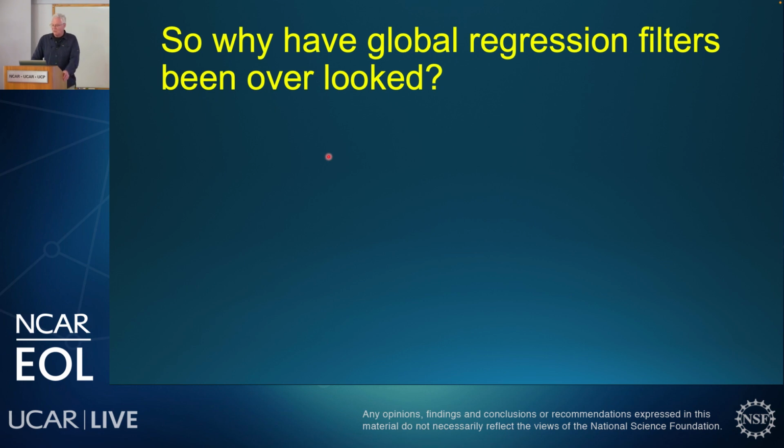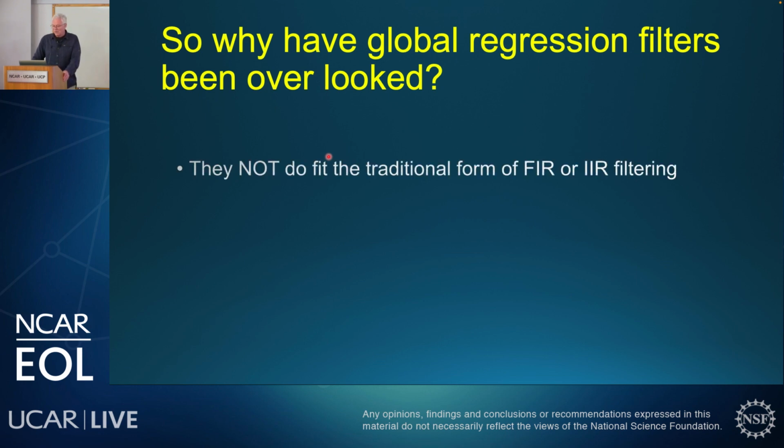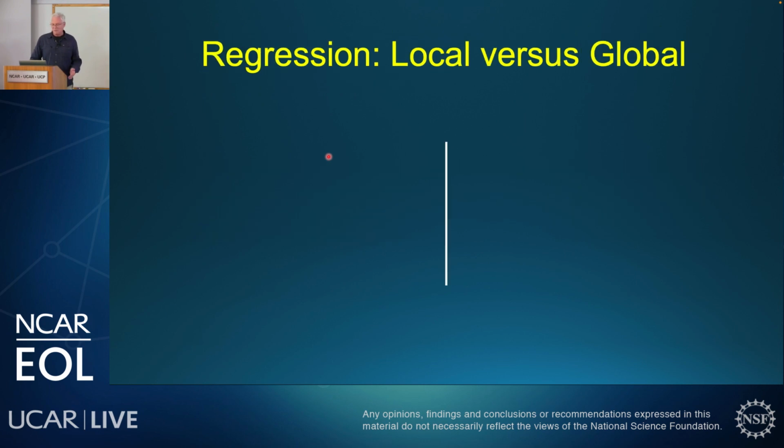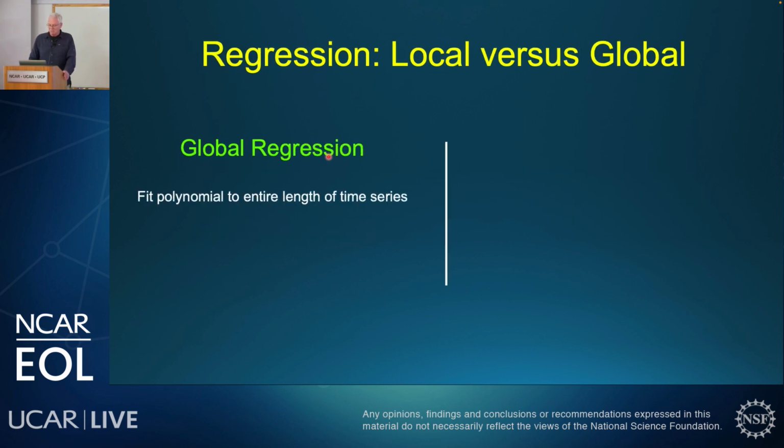So why have global regression filters been overlooked? They do not fit the traditional form of FIR or IIR filtering. Consequently, literature on regression filtering goes directly to local regression filtering, where convolution and impulse response and all these ideas can be applied. So just to pound this concept farther home, with a global regression filter, you fit the polynomial to the entire length of the time series.